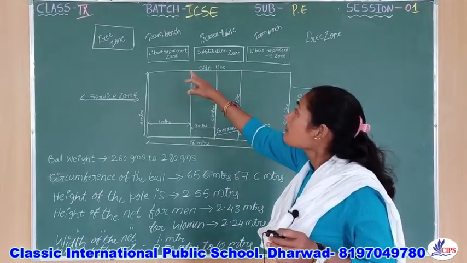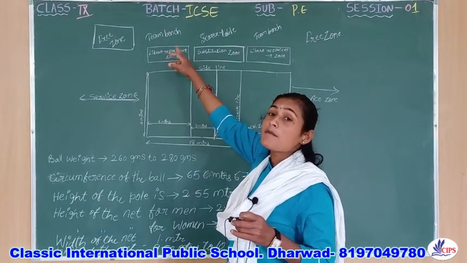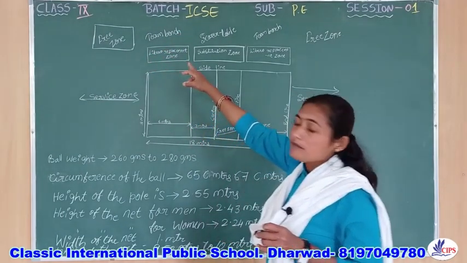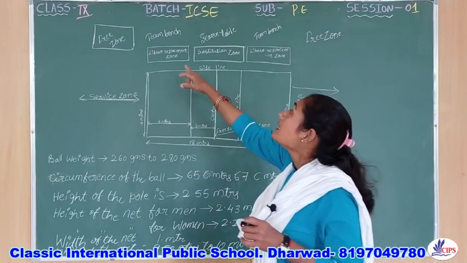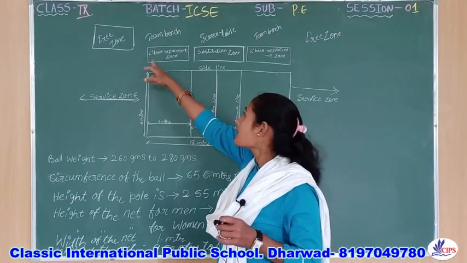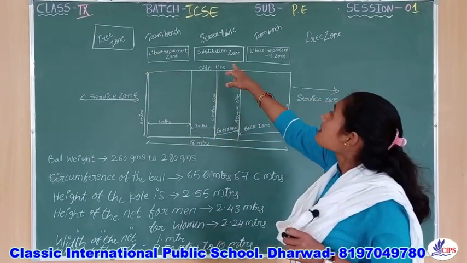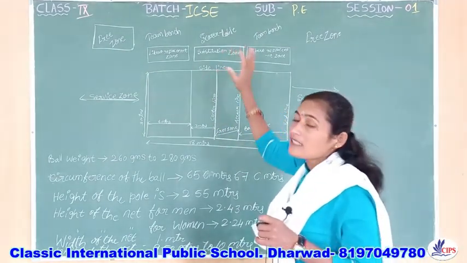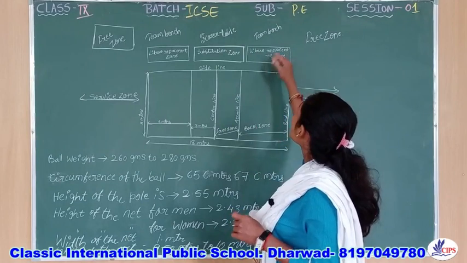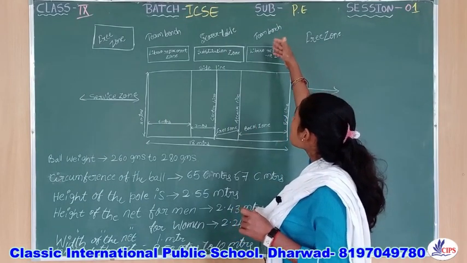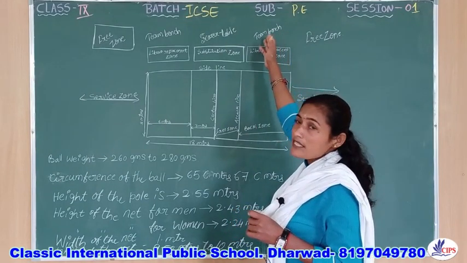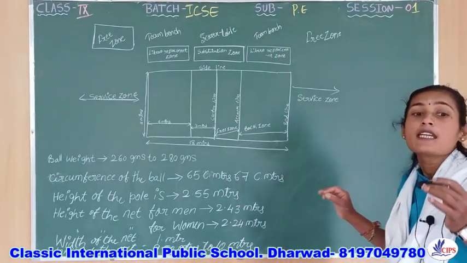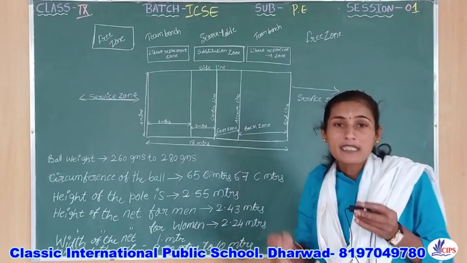Then at the top of the libero replacement zone comes the team bench. Who is it for? For the team manager. Again at the top of the substitution zone is the scorer table. The scorer will be sitting in that place. Again at the libero replacement zone, the team bench will be there. I think this is clear for you. If it is not clear, I will repeat it.